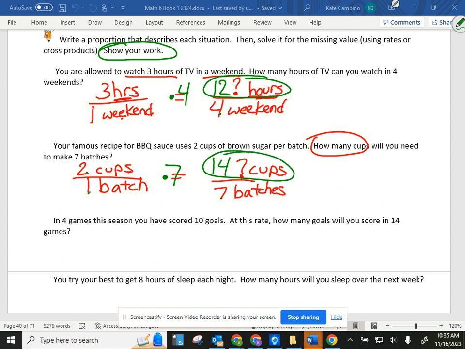Okay, that's not right. All right, in 4 games this season, you have scored 10 goals. Holy Hannah, you're a scoring machine. You've scored 10 goals in 4 games. At this rate, how many goals will you score in 14 games? What's the first part of my proportion? Ava. So put 4 games over 10 goals.